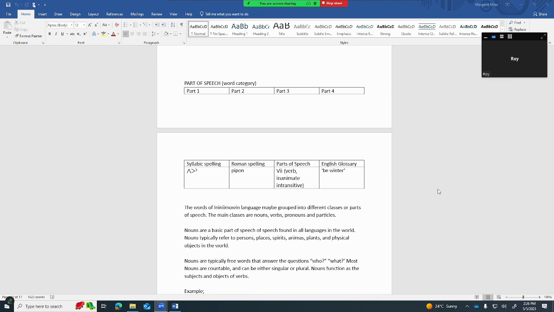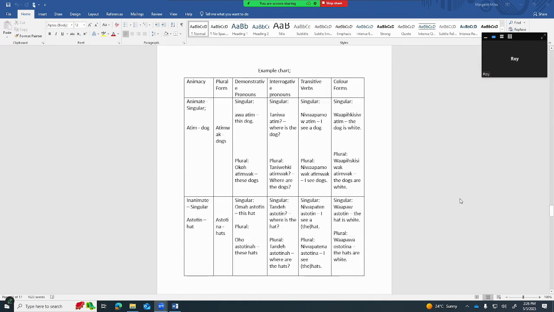So here was an example chart, the Animate chart. There are 6 columns in this example. We have the Animate column, plural form, demonstrative pronouns, interrogative pronouns, transitive verbs, and color forms.